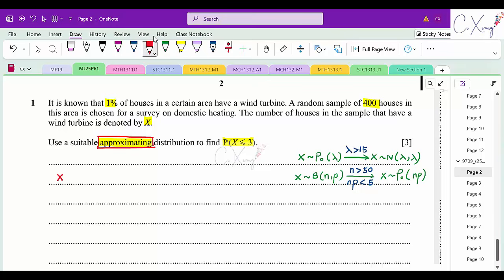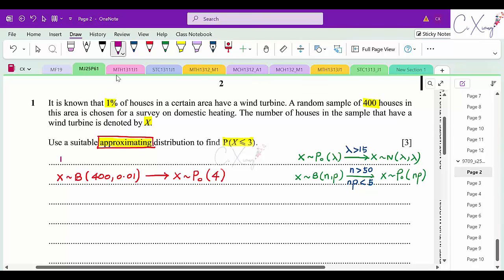Alright, so if you know that originally this is binomially distributed, then n will be 400 and p will be 0.01, 1%, right? And if you double check, you will see that it fulfills the conditions where n is greater than 50 and np is smaller than 5. Therefore, we are going to change it to become Poisson. How to get the Poisson distribution here? For lambda, you take n multiplied by p, and you'll get 4. So lambda is equal to 4.